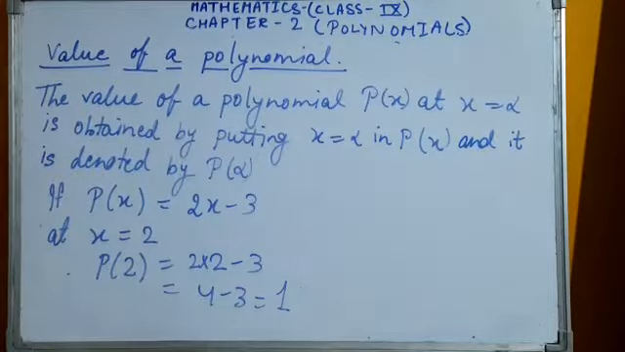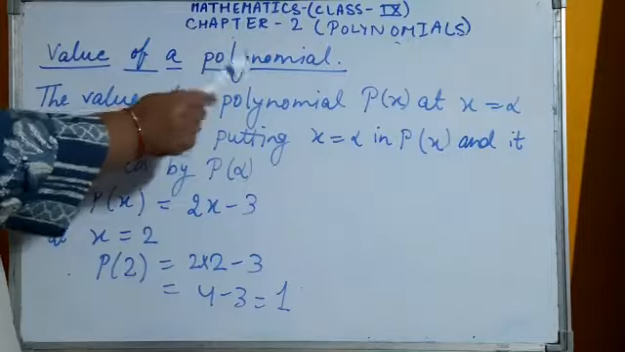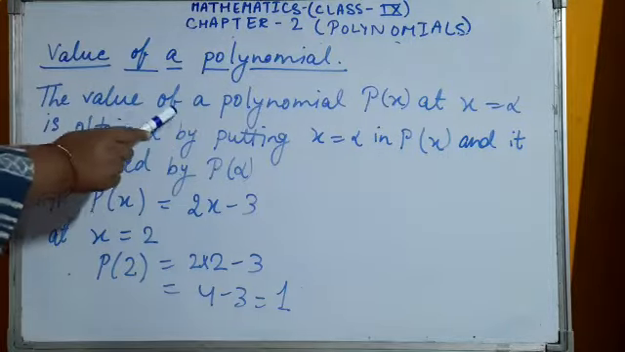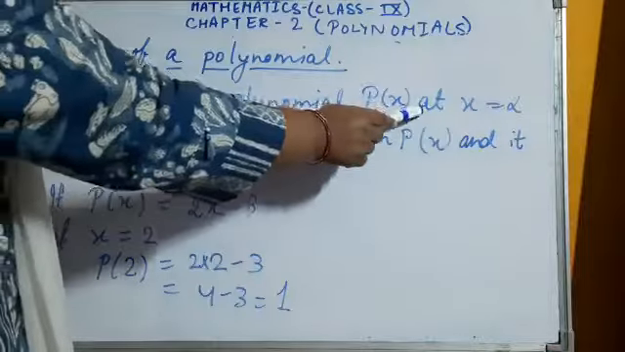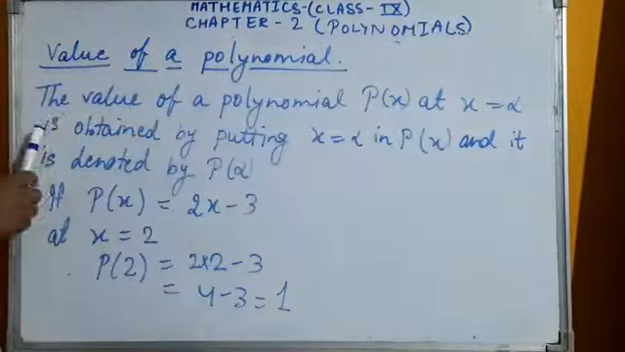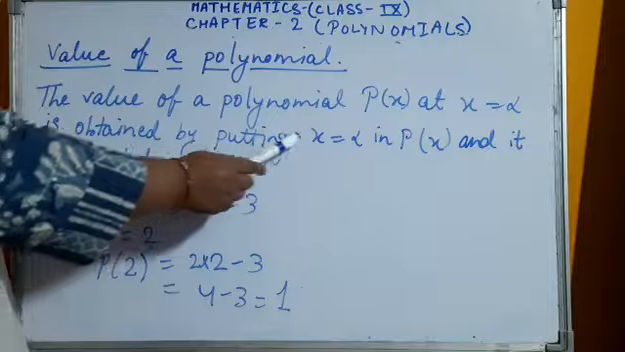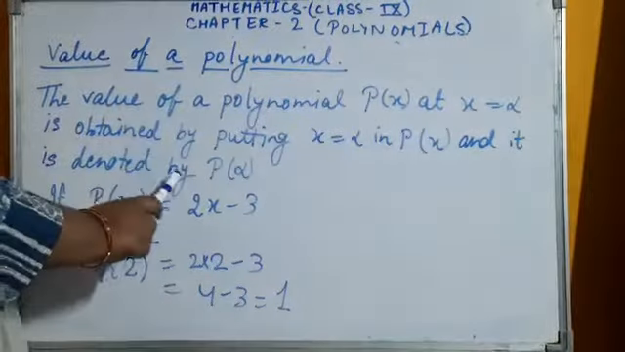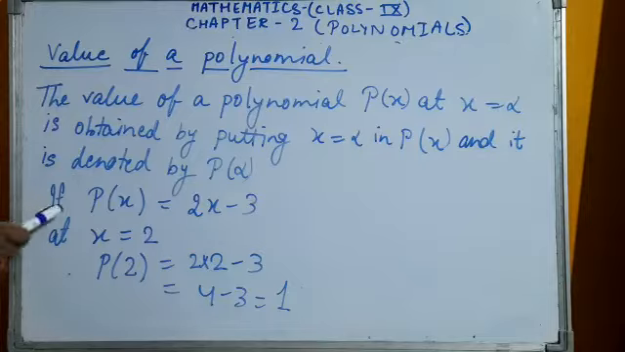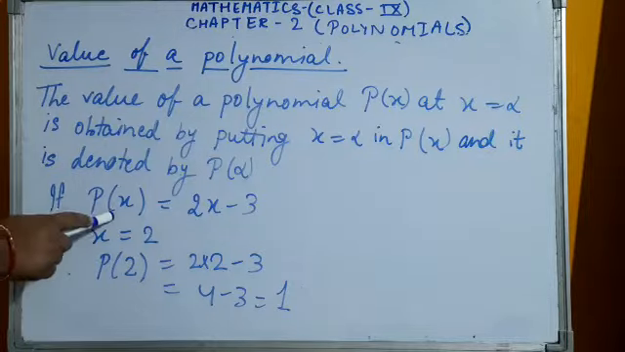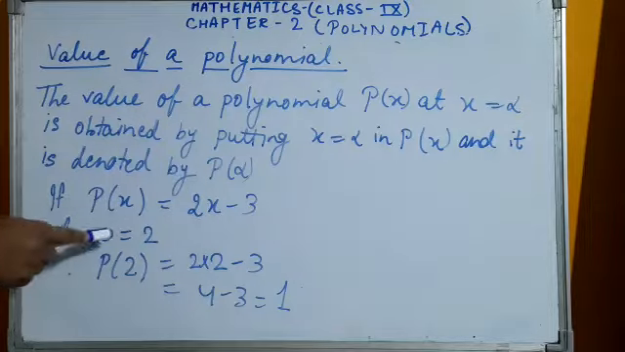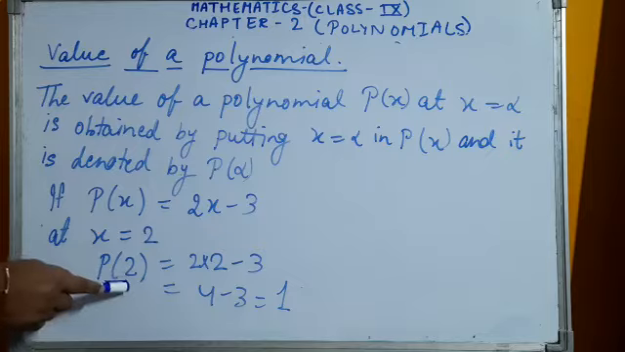Now students, we will see another topic of polynomial, that is value of a polynomial. The value of a polynomial p(x) at x equal to alpha is obtained by putting x equal to alpha in p(x), and it is denoted by p of alpha. Like here I gave you one example. If p(x) is equal to 2x minus 3 and we have to find its value at x equal to 2, then at the place of x we will put 2.